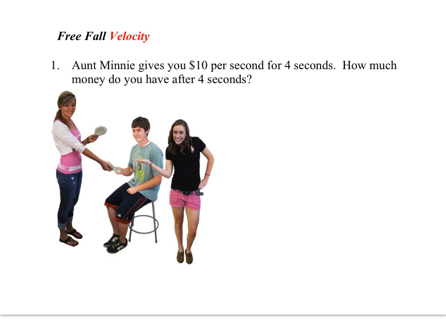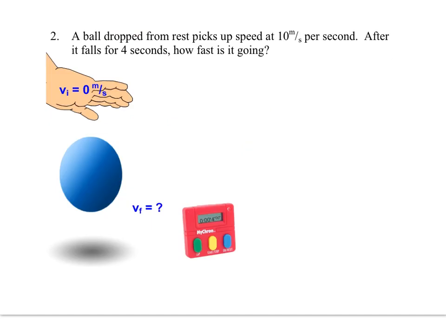So for example, number 1 says Aunt Minnie gives you $10 per second for 4 seconds. How much money do you have after 4 seconds? Giving this a little thought, I bet you can figure it out. Let's pause the video and take a second to do just that. Hopefully after a little thinking, you realize that after these 4 seconds, you will have $40.